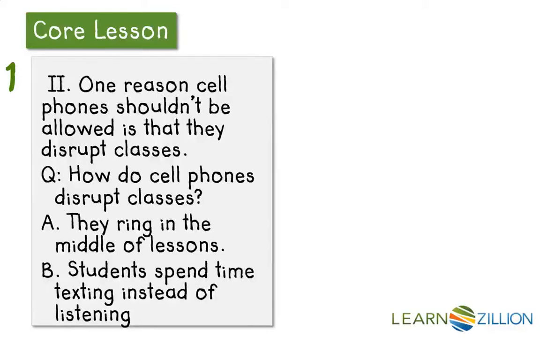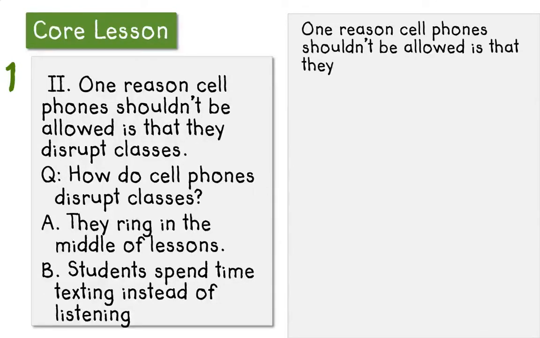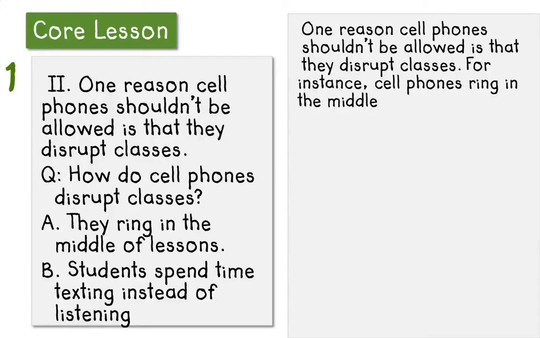So what you have here is your outline, and what we're doing is we're turning the outline into an essay. So the first thing you want to do is write the topic sentence. One reason cell phones shouldn't be allowed in school is that they disrupt classes. So now I take the first supporting detail and I add a transition word. For instance, cell phones ring in the middle of lessons.